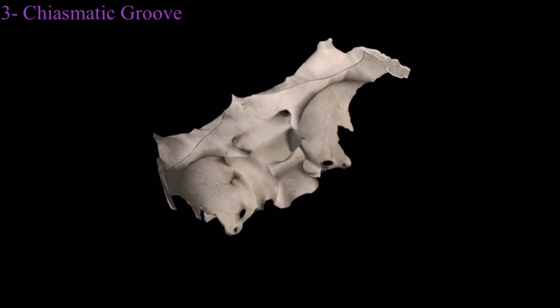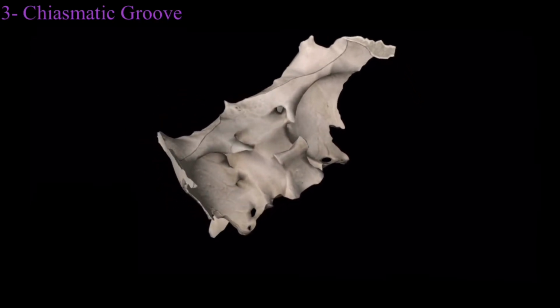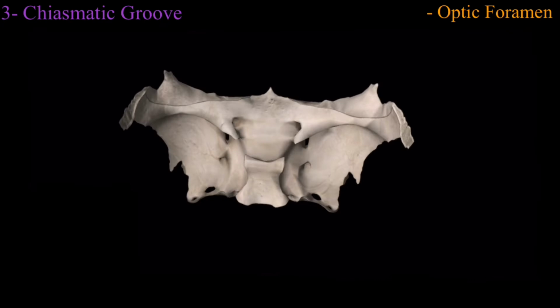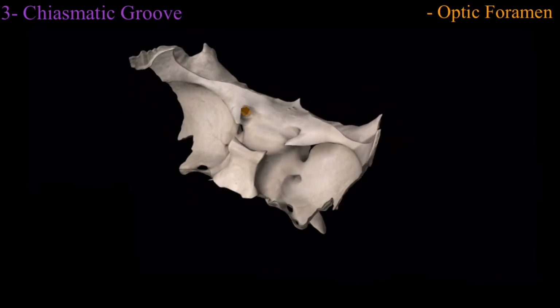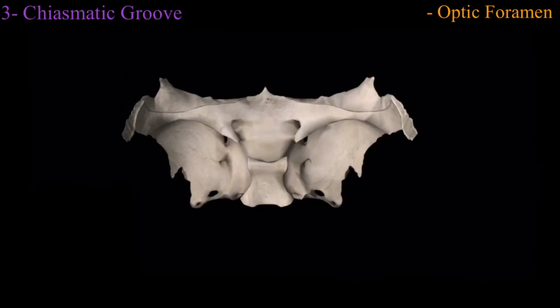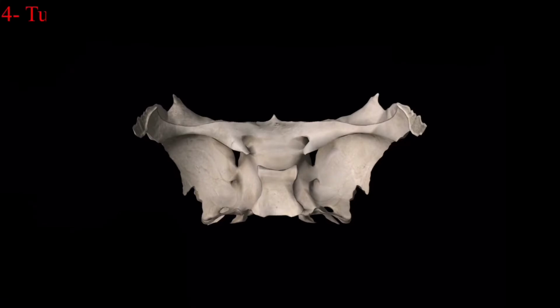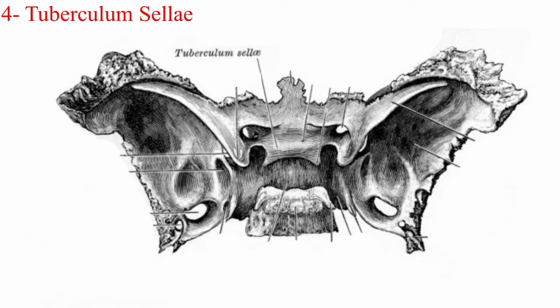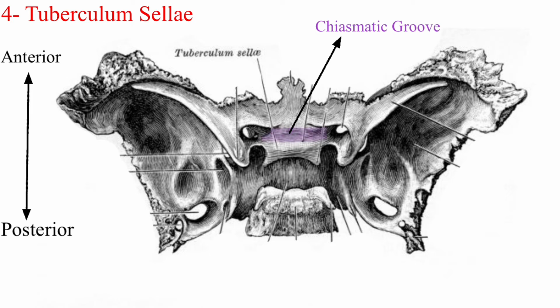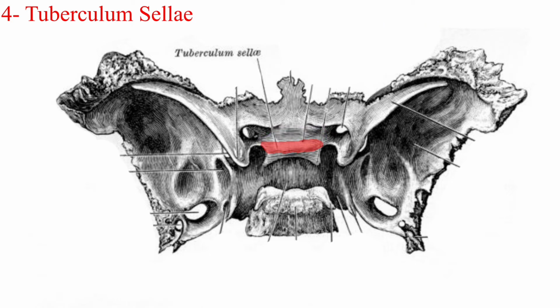Here you can see, this is the one optic foramen and this is the other optic foramen, and between these two foramina this depression is the chiasmatic groove. Number 4. The tuberculum sellae. Along the posterior margin of the chiasmatic groove there is an elevated area called the tuberculum sellae.